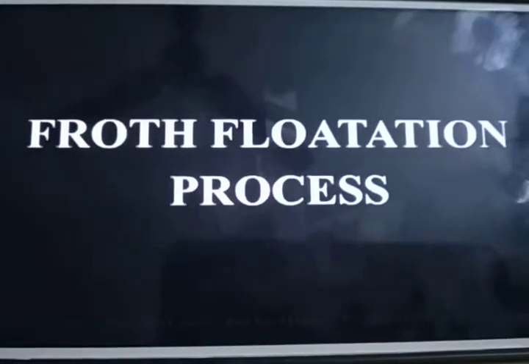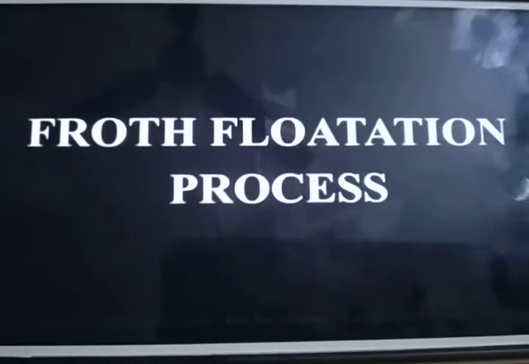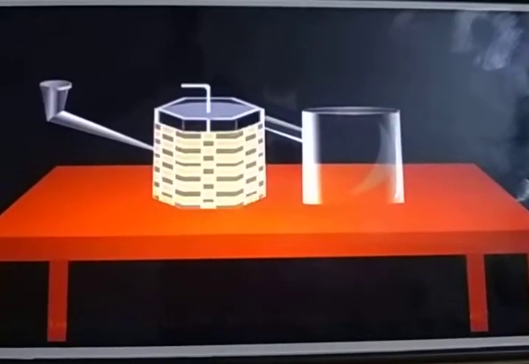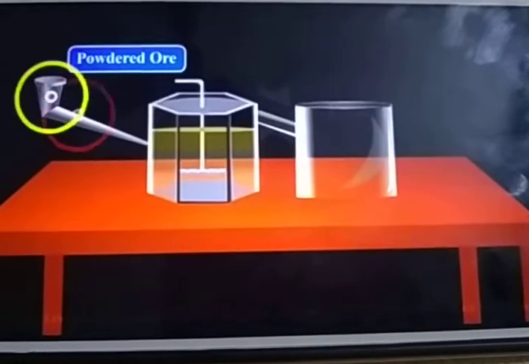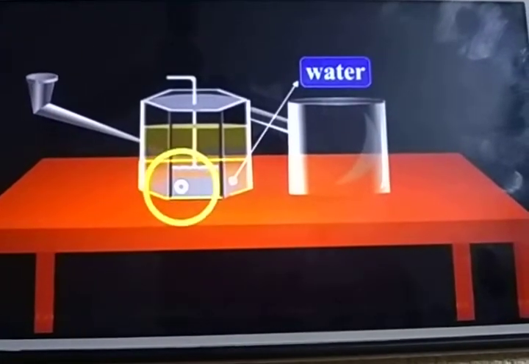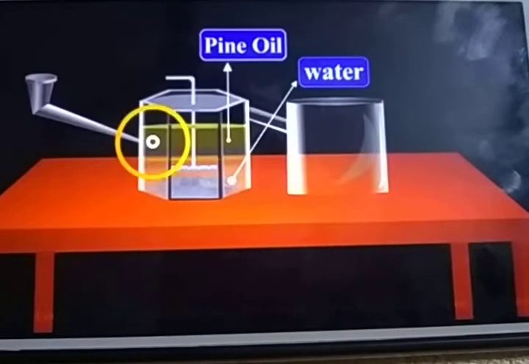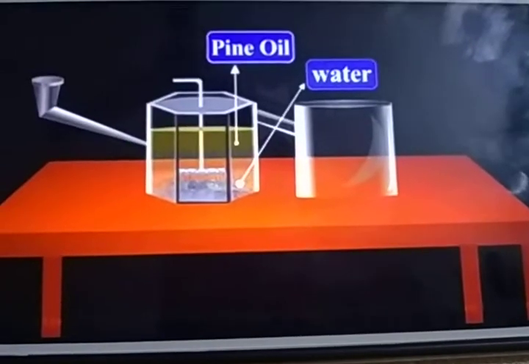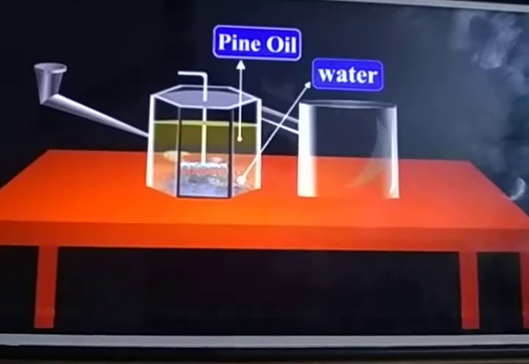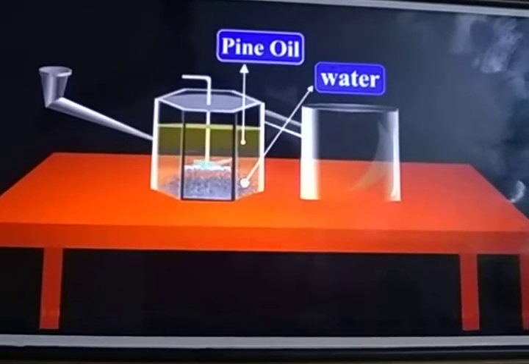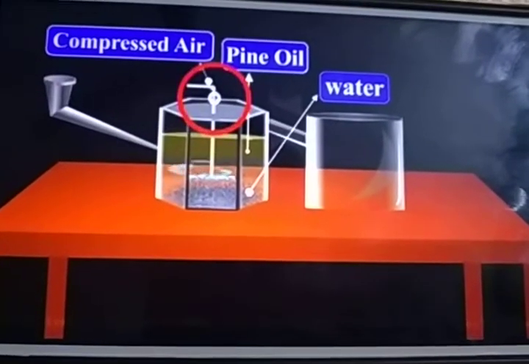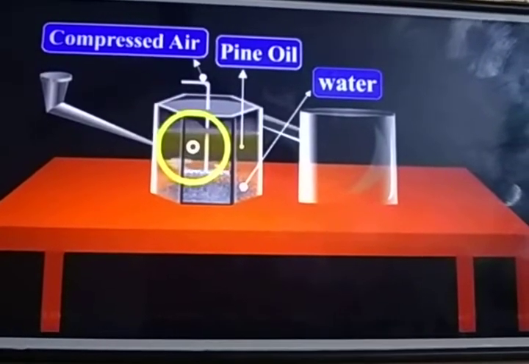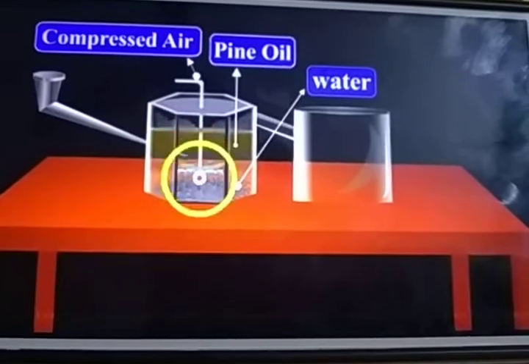What is froth flotation process? In this process, the powdered ore is mixed with water and a little pine oil, that is a foaming agent, and the whole mixture is then stirred vigorously by blowing compressed air. The oil forms the foam or froth with the air.